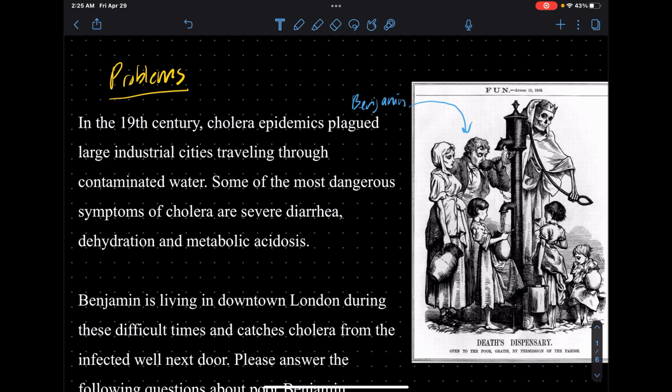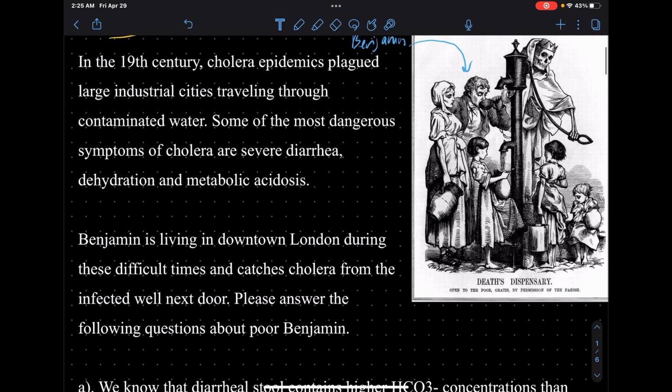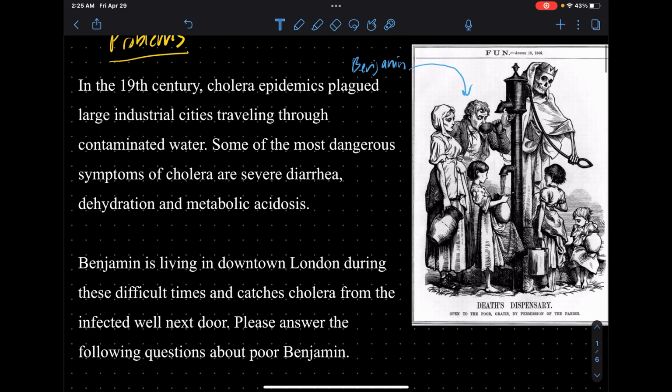Next, we'll move on to our problems. In the 19th century, cholera epidemics plagued large industrial cities, traveling through contaminated water. Some of the most dangerous symptoms of cholera are severe diarrhea, dehydration, and metabolic acidosis. Benjamin is living downtown London during these difficult times and catches cholera from the infected well next door. Please answer the following questions about poor Benjamin, pictured here.